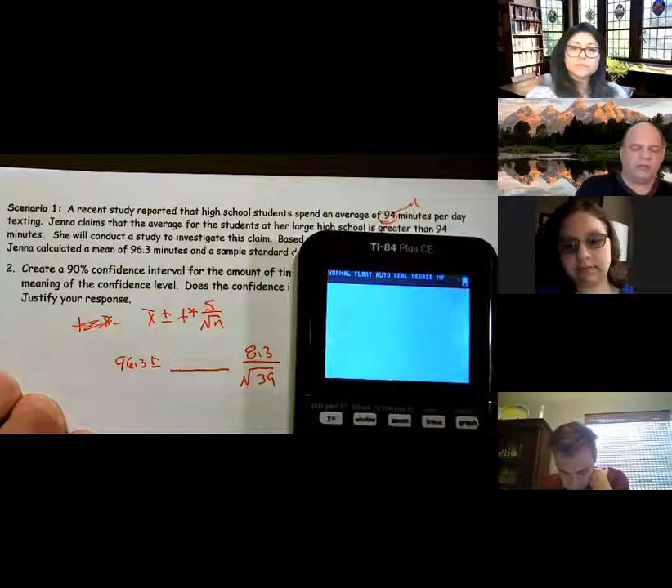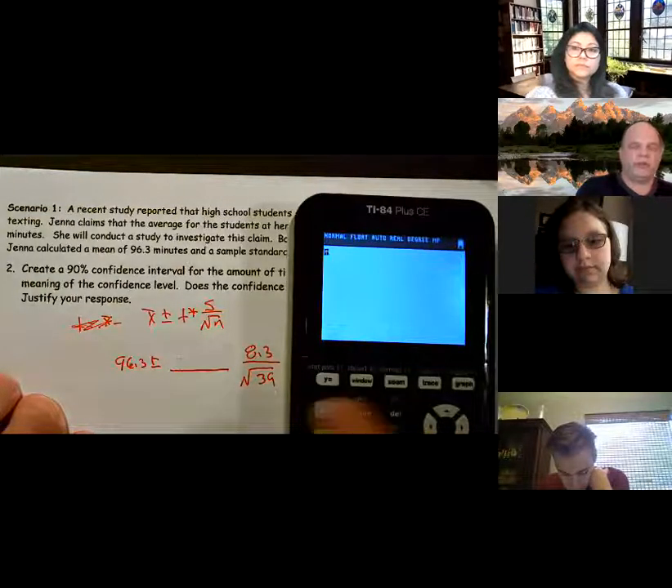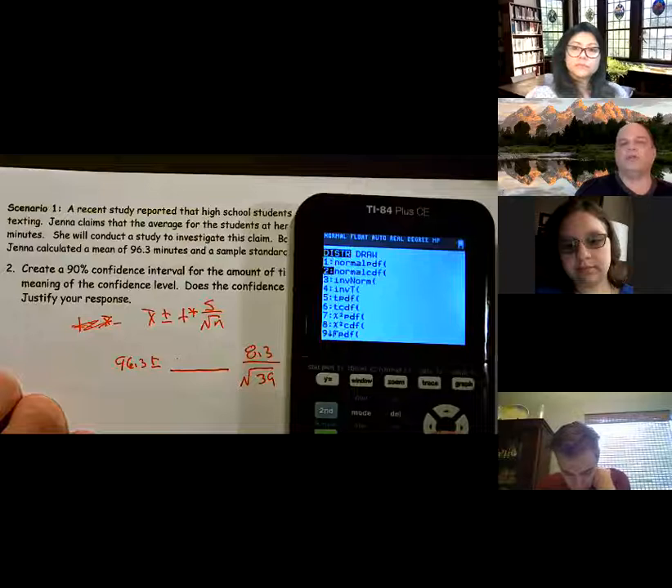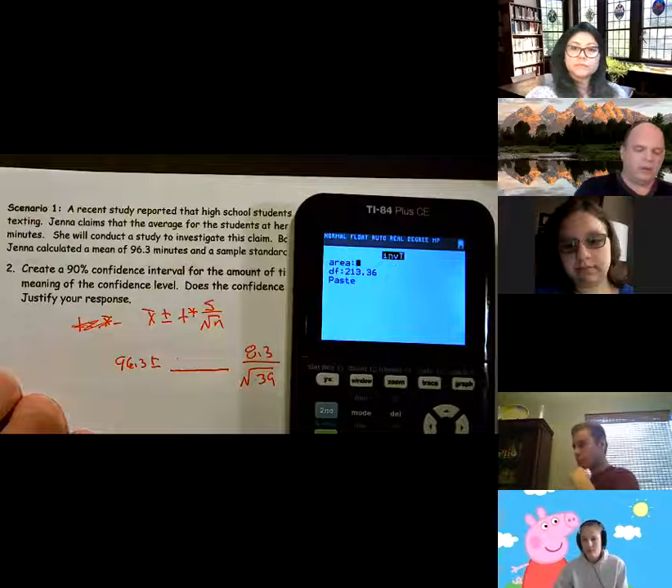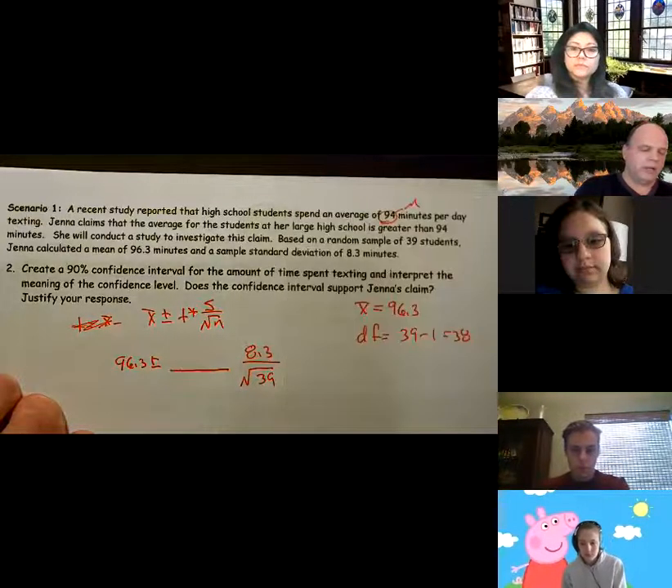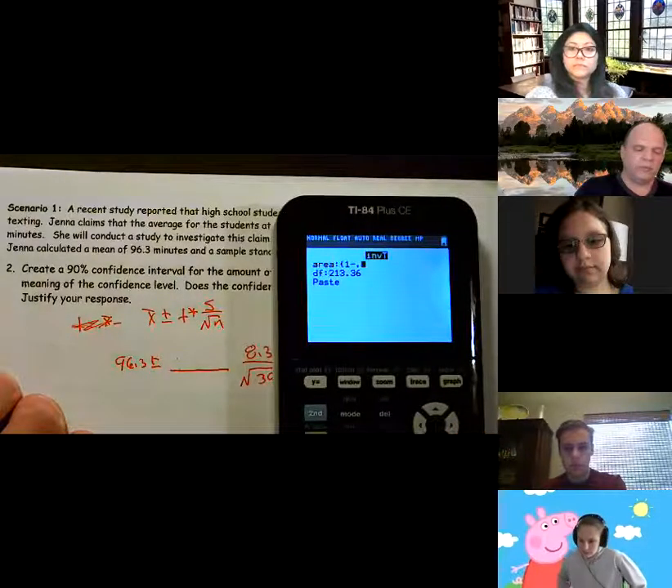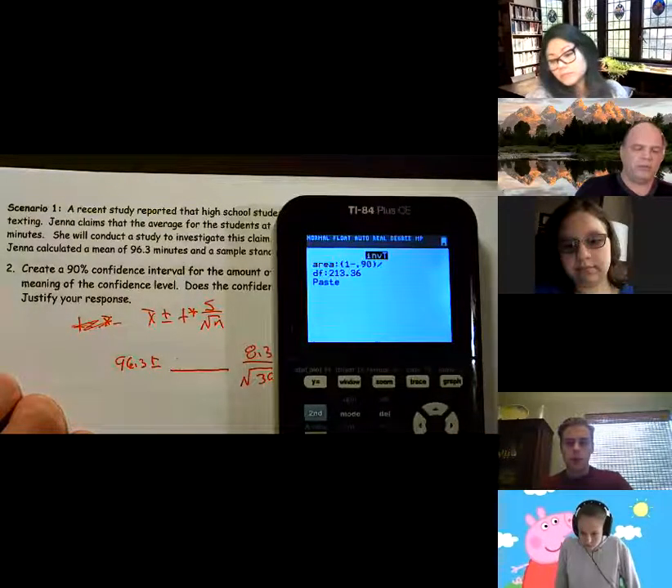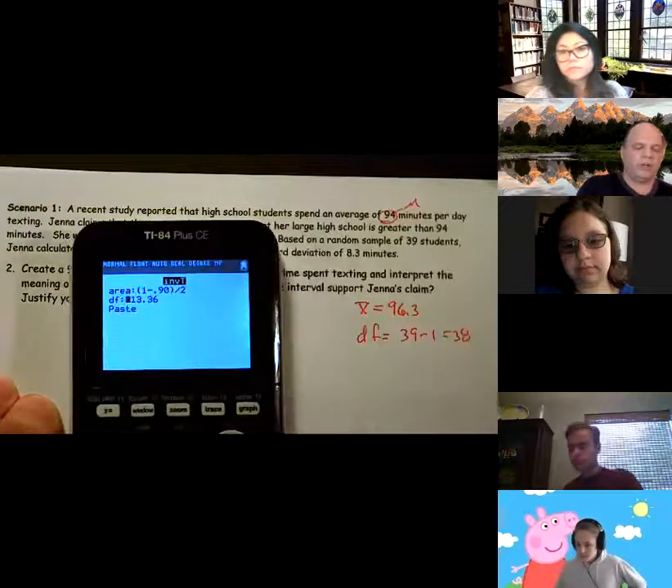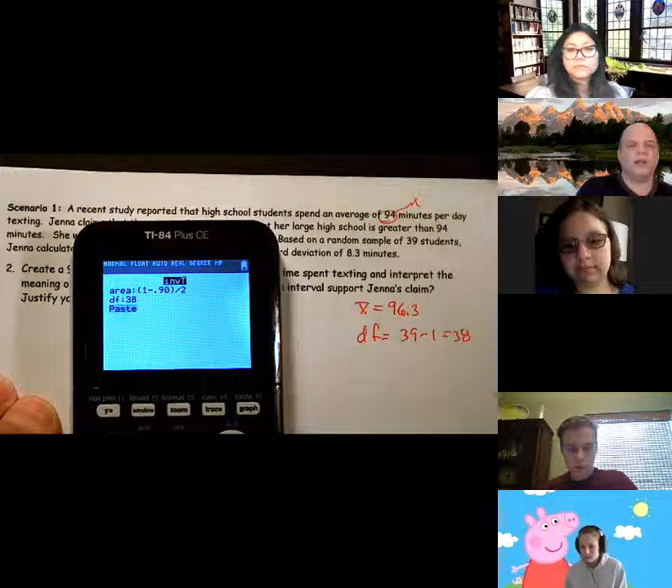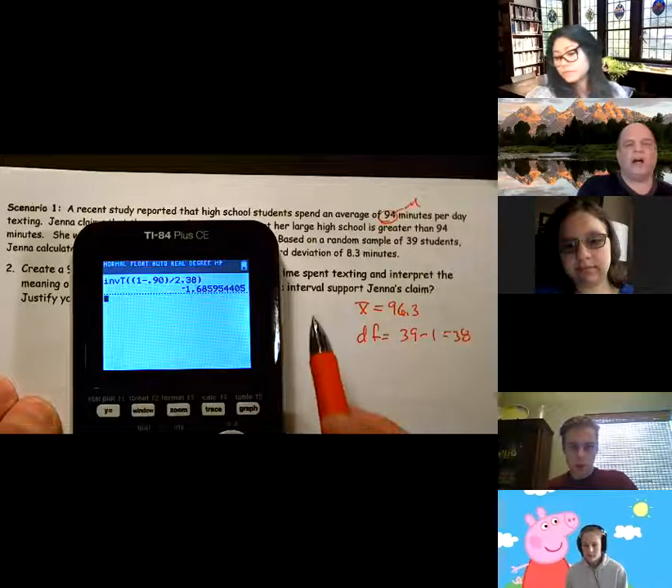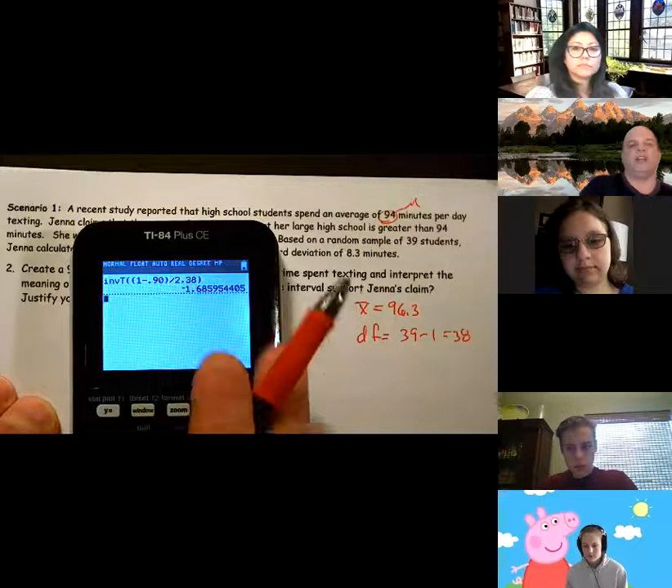Going back and calculating t star, I'm going to go to 2nd, followed by VARS, and select invT. In parentheses, 1 minus 0.90, divided by 2, and degrees of freedom, which we said were 38. You can put in 39 minus 1, or you can put in 38. This is going to give me a t star value, and we're just going to make it positive, of 1.6859.